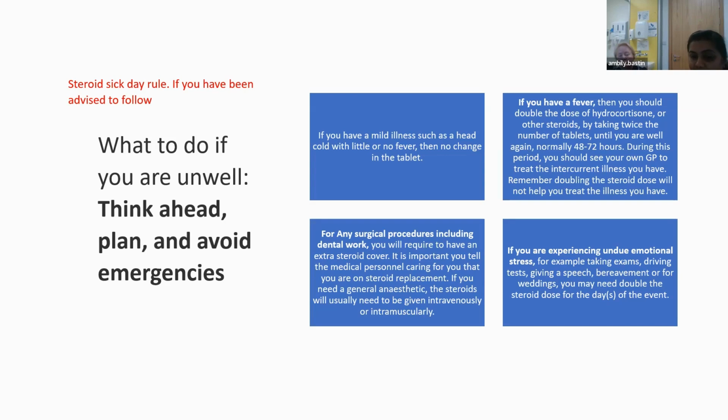Also, the other thing you need to keep in mind is, if you are having any surgical procedures, including any dental procedures, you will always need an extra steroid cover. It is important that you show your steroid card to the medical professional who is caring for you. They should know that you are on steroid replacement. If you are having a surgical procedure where you need a general anesthetic, then you will need an intravenous or intramuscular dose of hydrocortisone as an injection.